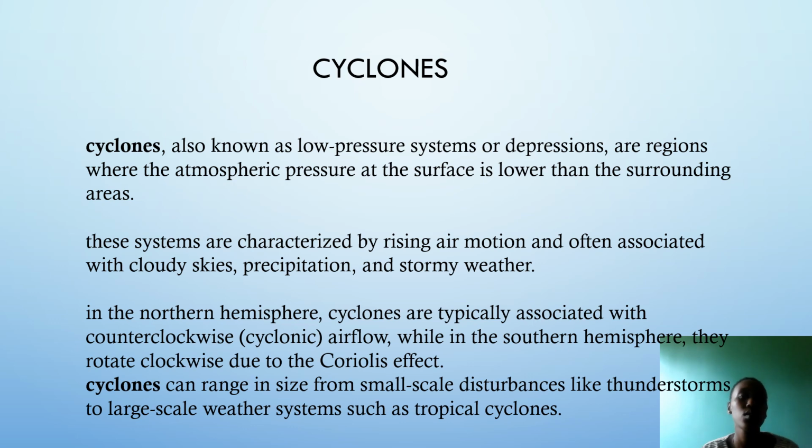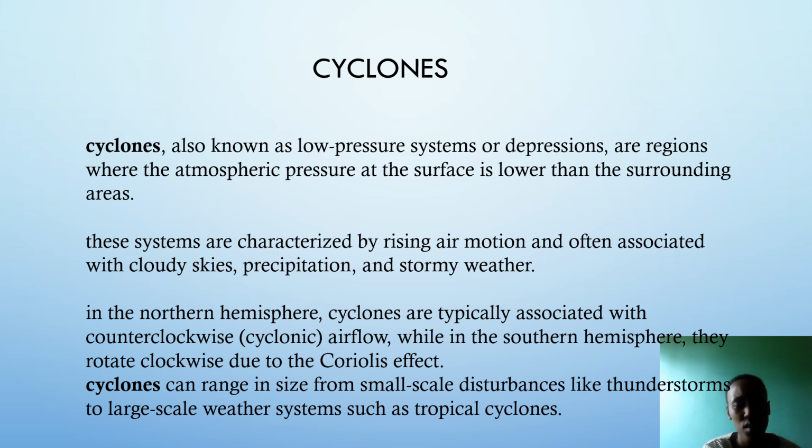Cyclones, also known as low pressure systems or depressions, are regions where the atmospheric pressure at the surface is lower than the surrounding areas. These systems are characterized by rising air motion and are often associated with cloudy skies, precipitation, and stormy weather.